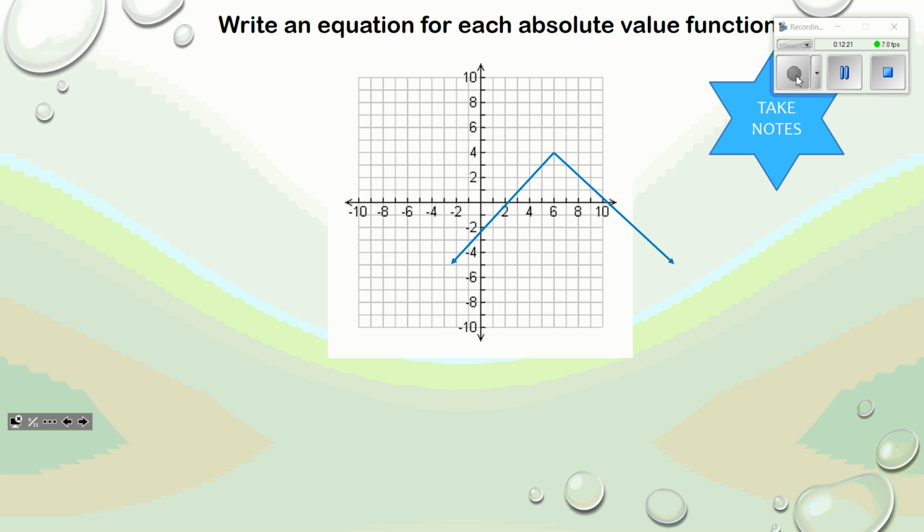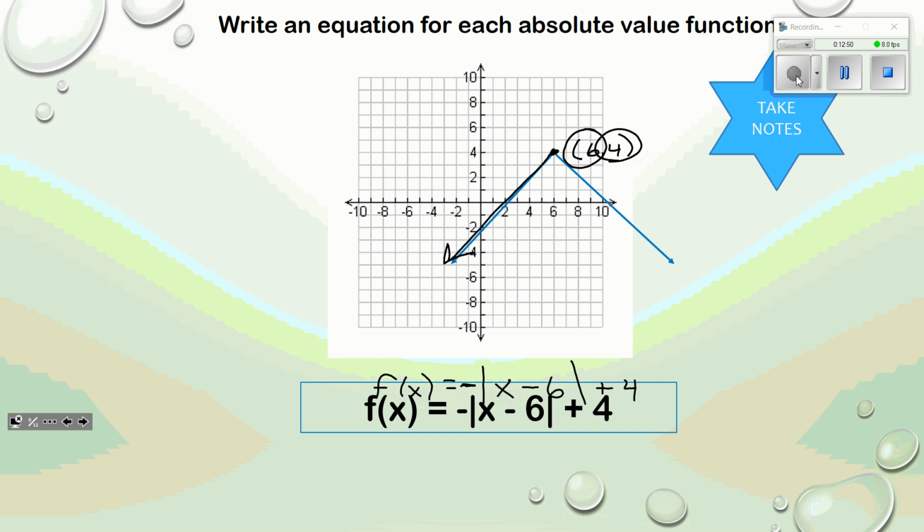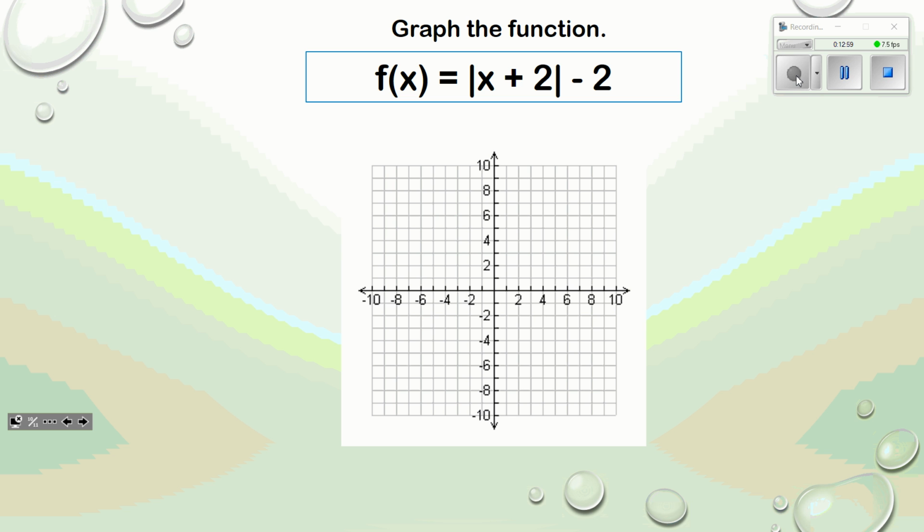Let's try again. Identify the vertex. The vertex here is 6, 4. So to write the equation, I start with f of x is equal to the absolute value of x. There's what I start with. The x is a positive 6, so I write the opposite, a negative 6. The y is a positive 4, so I put that at the end. This function is negative because it goes downhill, so I put a negative sign in front. So f of x is equal to the opposite of the absolute value of x minus 6, plus 4. It's all about finding the vertex and determining whether the graph goes up or down.